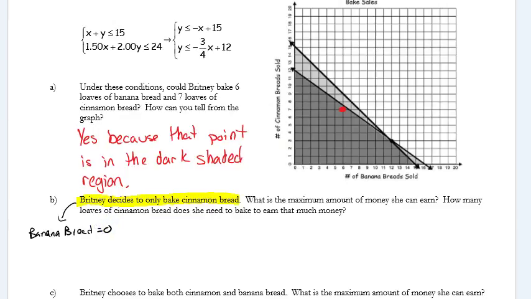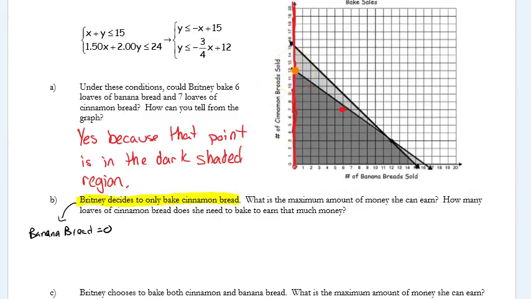So the key there is I want to go to the banana bread on my x-axis and go to 0. I need to know where is the biggest number that is still a solution when banana bread is 0. All of these numbers are big numbers, but none of them are solutions. These numbers are big numbers as well, but they're not a solution to the system. They're only a solution to one. They're not in the dark shaded region. So I have to focus on that point right there.